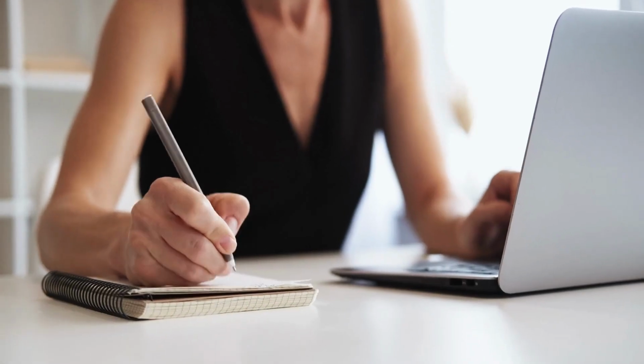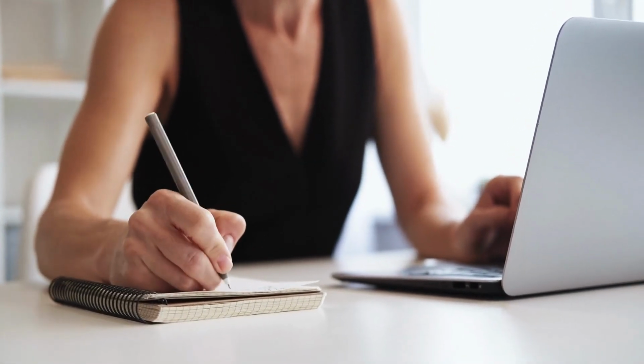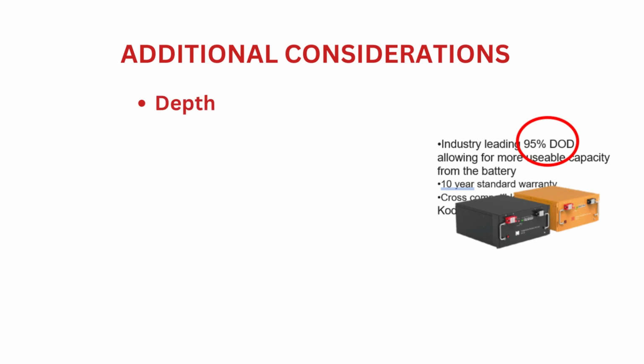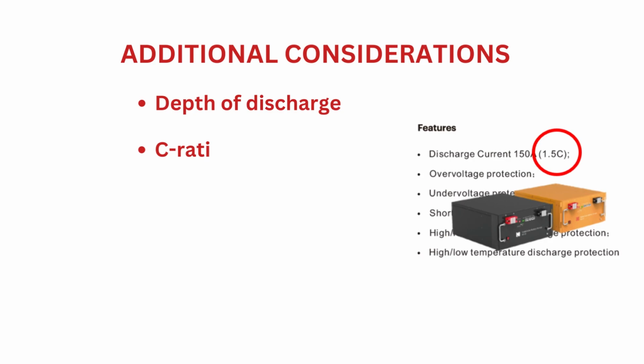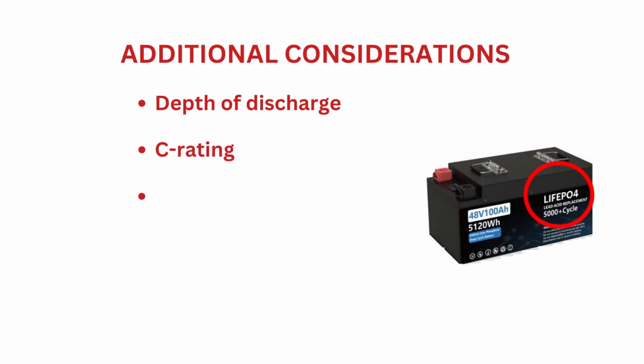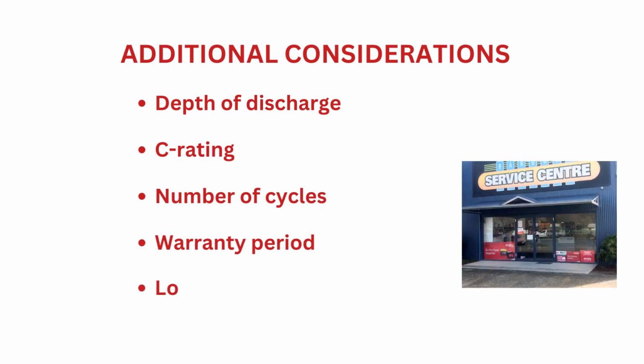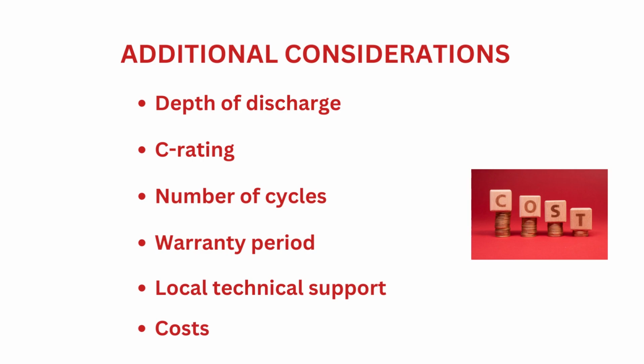Once you identified all the batteries that fit your specification in terms of capacity, you can consider all other factors. 1. Depth of discharge. The higher percentage, the better. 2. C rating. The higher, the better. 3. Number of cycles. The higher, the better. 4. Warranty period. 5. Local technical support for repairs and swap out. 6. Cost, including wiring costs.